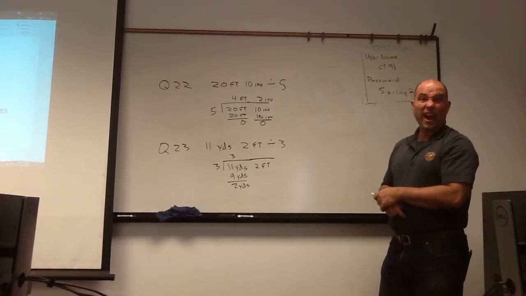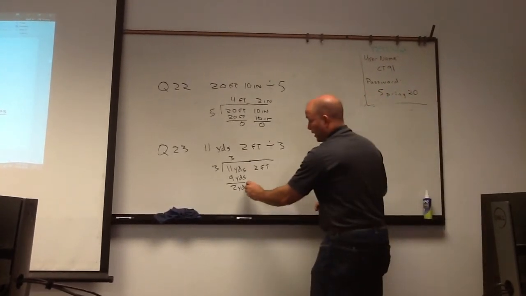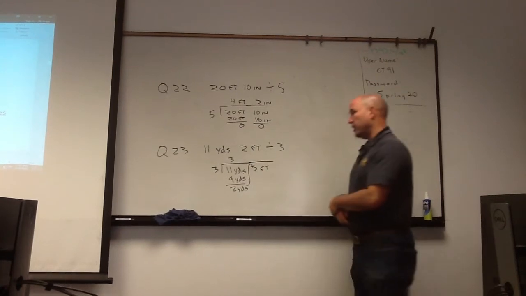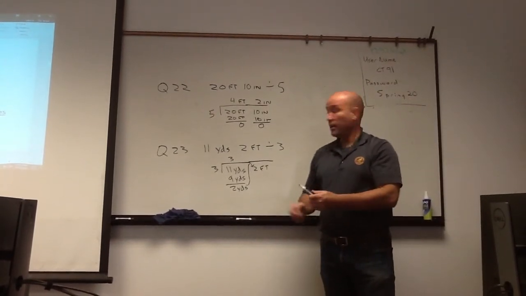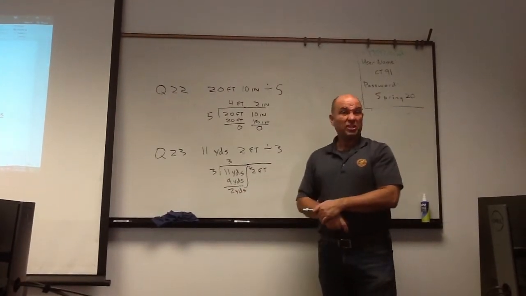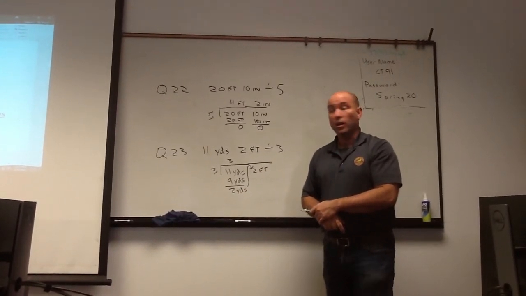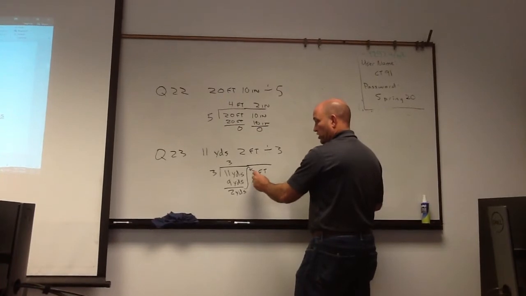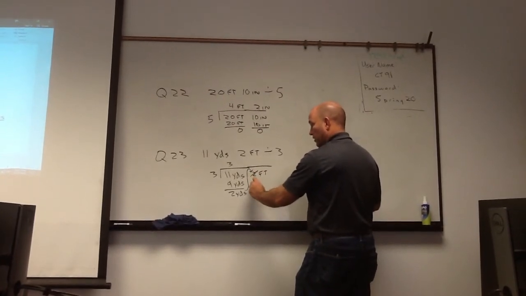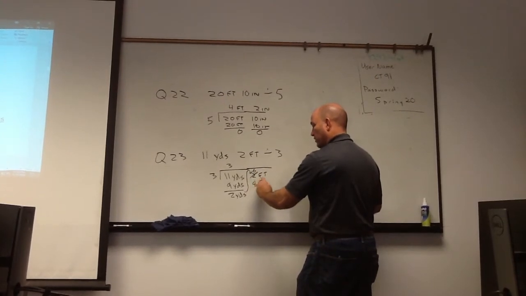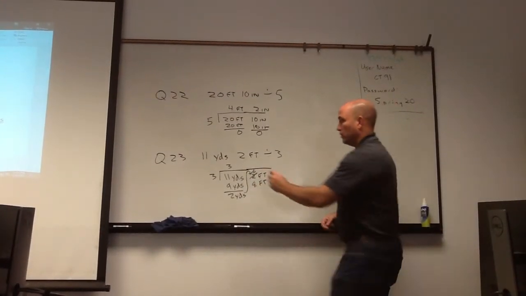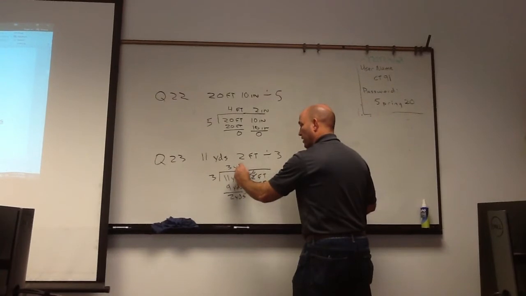Uh-oh, what do we do with that? Well, just convert it and send it over here. So how many feet are in a yard? 3. So 6 feet is in 2 yards. So you're going to change this from being 2 feet to being 6 plus 2 feet, which is 8 feet. Now, let's go back up here, make that yards.